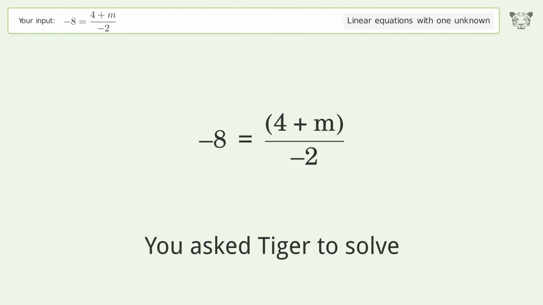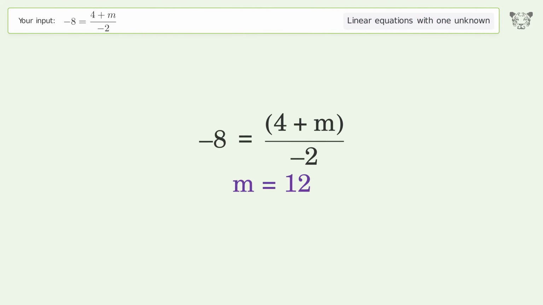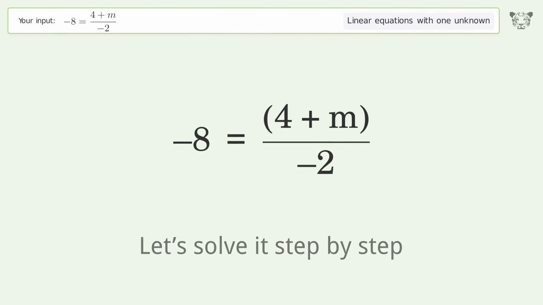You ask Tiger to solve. This deals with linear equations with one unknown. The final result is m equals 12. Let's solve it step by step.